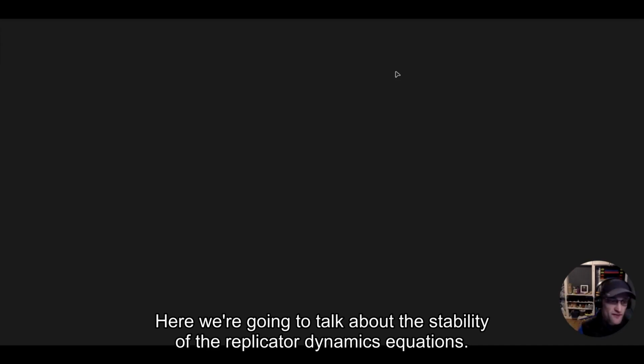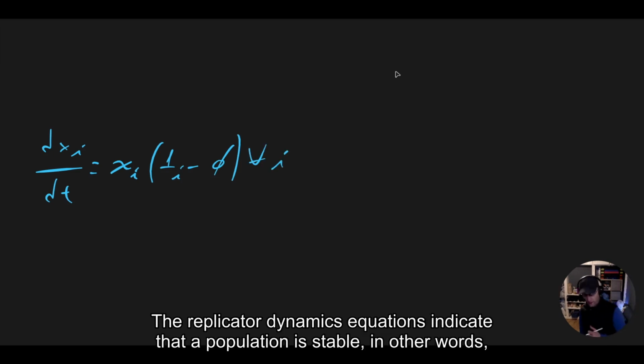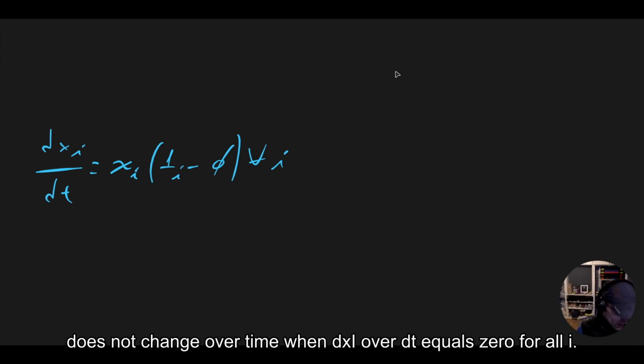Here we're going to talk about stability of the replicator dynamics equations. The replicator dynamics equations are dxi/dt = xi (fi - phi) for all i. And so the replicator dynamics equations indicate that a population is stable, in other words, does not change over time, when dxi/dt = 0 for all i.